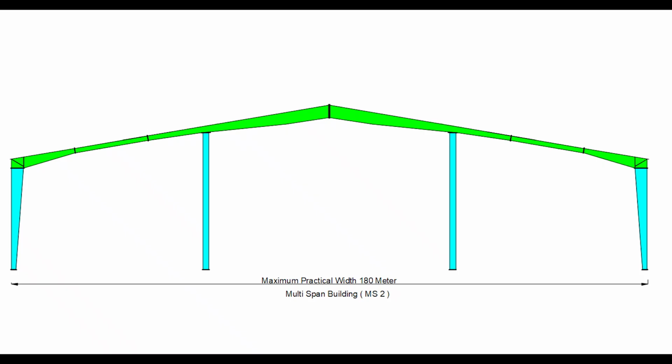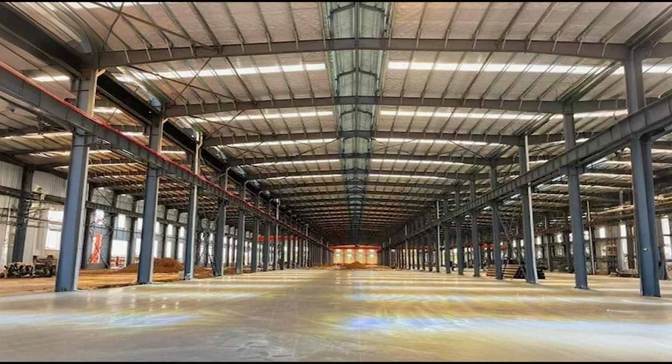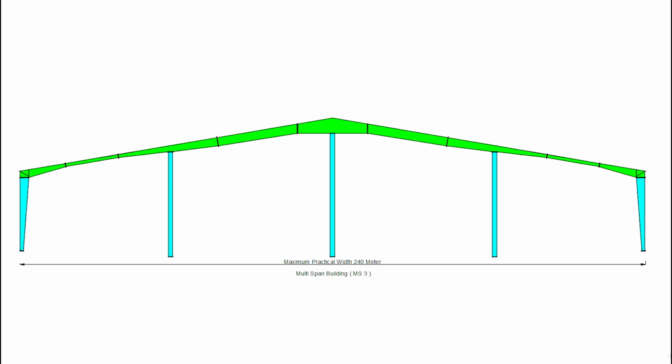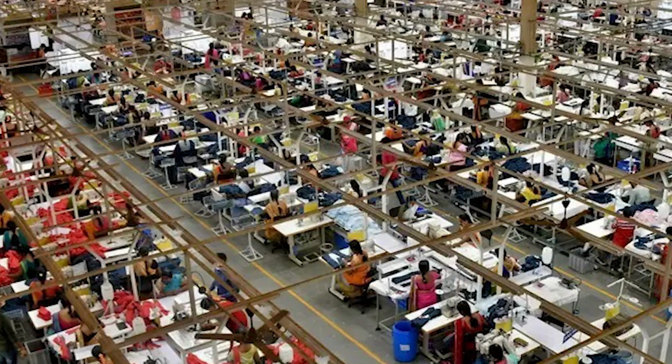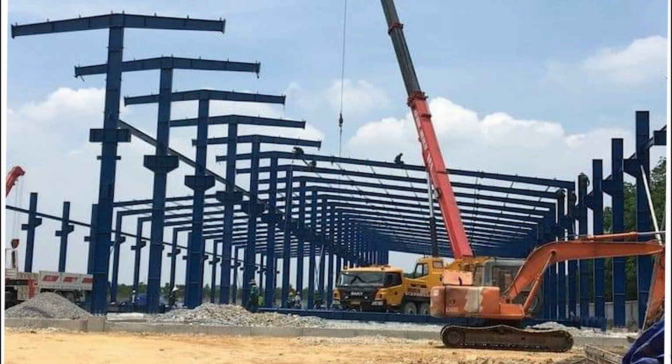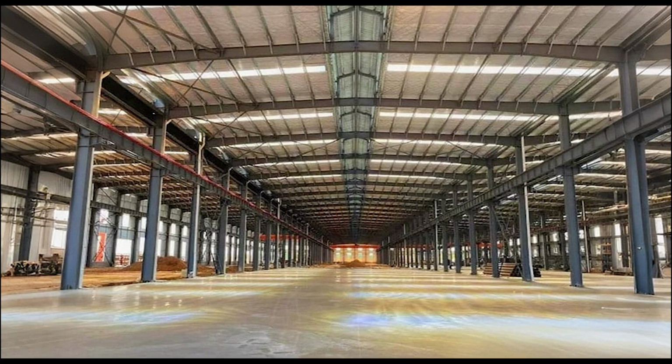Next is multi-span 2. This type of building has two intermediate columns in its frame, giving it a maximum practical span up to 180 meters. This type of building is used for large warehouses and logistic godowns. Multi-span 3. This type of building has three intermediate columns in its frame, giving it a maximum practical span up to 240 meters. This type of building is used in large warehouses, large textile mills, and rolling mills. The biggest advantage of multi-span 2 and 3 buildings is that they provide stability even for a wide span of building.